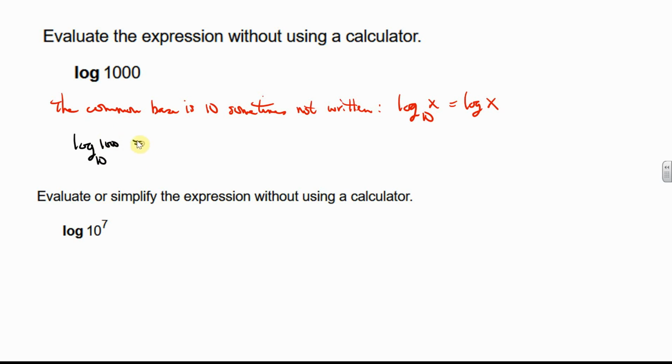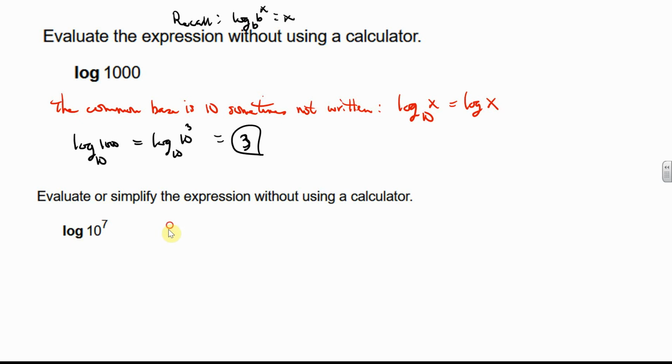Again, there's a couple of ways you can do it. You can use the definition if you want. But if you get the property, look, this is log base 10. This is 10 to the third, because 10 to the third power is equal to 1,000, right? So if the base is the same as this number here, recall, if I have log base b of b to the x, that's just equal to x. So this guy is equal to just 3.